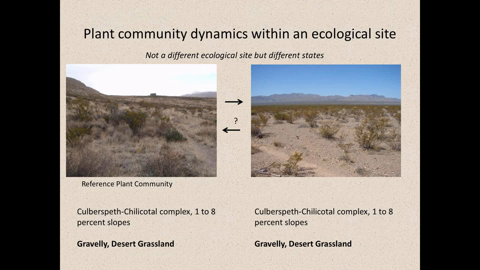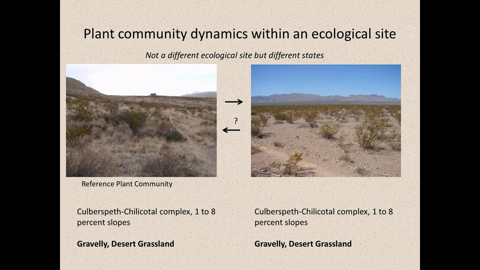Now, within an ecological site, you can have plant community dynamics. In this instance, the picture on the right is the Gravelly. That's an area that's been grazed pretty hard. As you can see, you can barely see any grasses. And it's pointing on the left side to the reference plant community. So every ecological site has a reference, its potential, in the absence of excessive disturbances, basically natural disturbances of the area. The picture on the left is from a national park that's been without grazing for over 40 years. But it's the same climate zone, same soil map unit, same soil morphology, same ecological site. They're just different states.